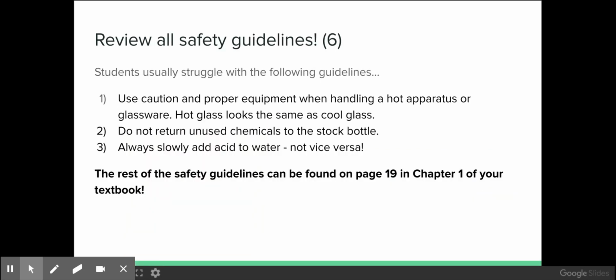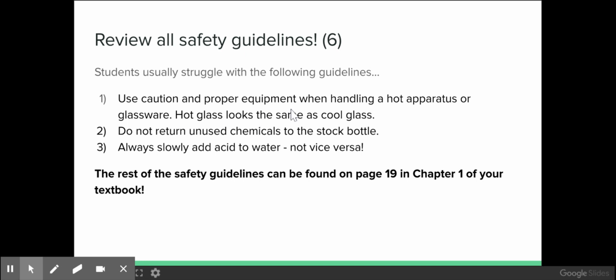I would recommend that you review all of your safety guidelines. I gave you a lab safety contract. These guidelines are in there. The exhaustive list can be found on page 19 in chapter 1 of your textbook, but some of the more common things that I see as being issues, things that are often overlooked.